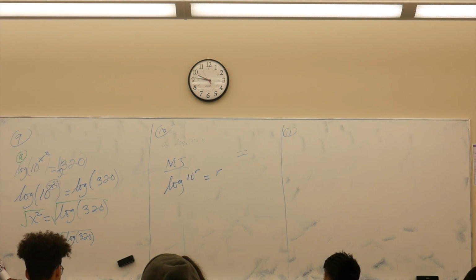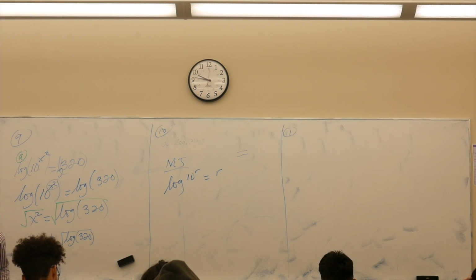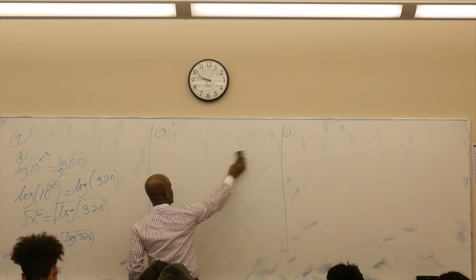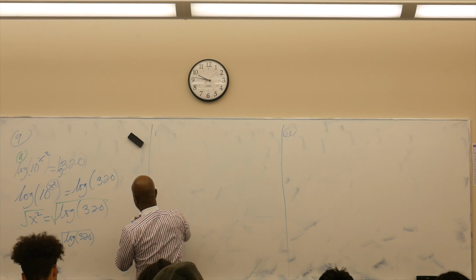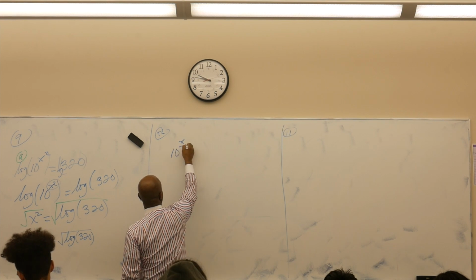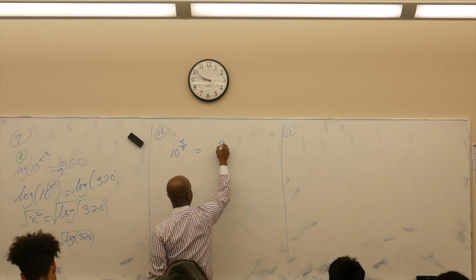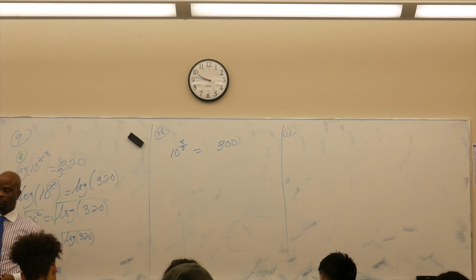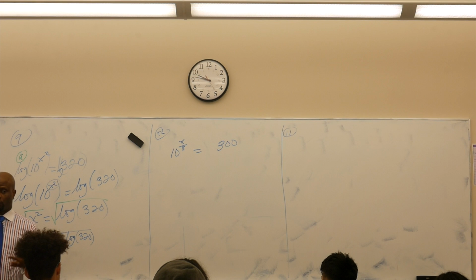Let's do B, because I still see people shaking their head. So let's do B. 10 to the x over 8 is 300. 9b. 10 to the x over 8 is equal to 300. Again, the instruction said we should log both sides, right? So let's do that.